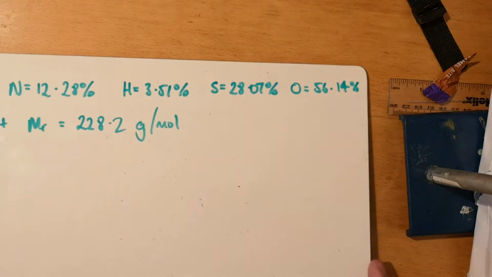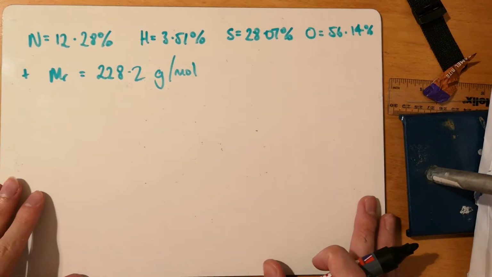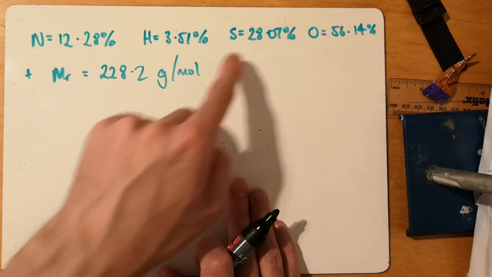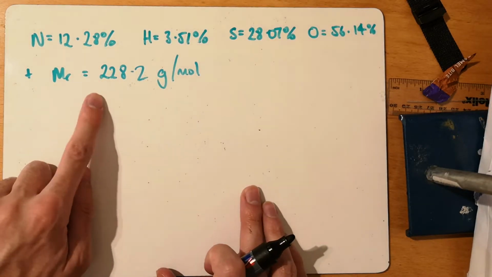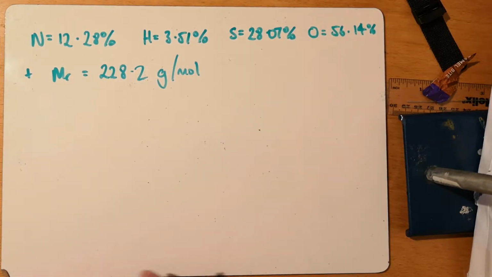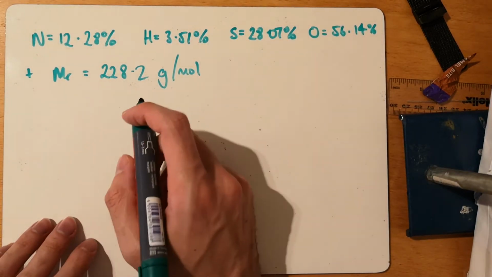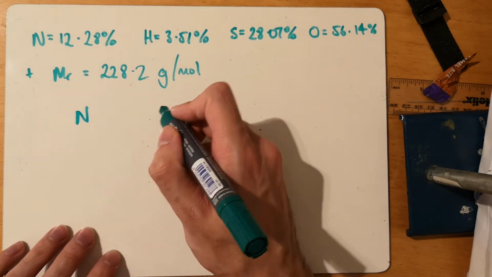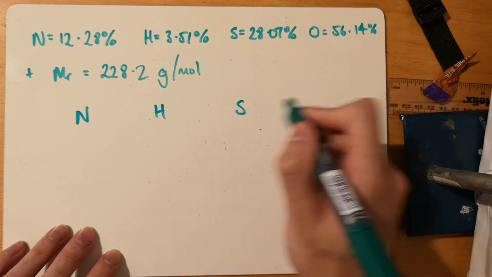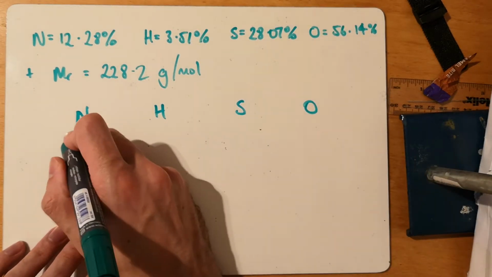Final one we're going to look at, we're going to add a bit of extra info to. This time we've got our percentages and our compositions, and we've also got a molecular mass. Now this Mr, the molecular mass, is the molecular mass of the molecular formula, not the empirical. That's important to keep in mind for later on. So we've got nitrogen, hydrogen, sulfur, oxygen.